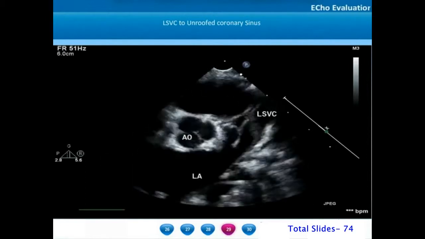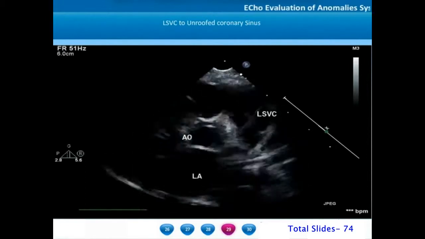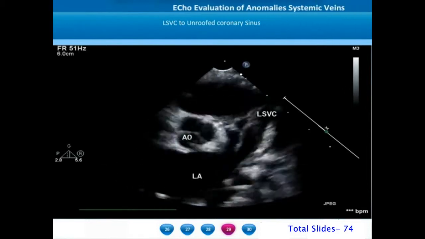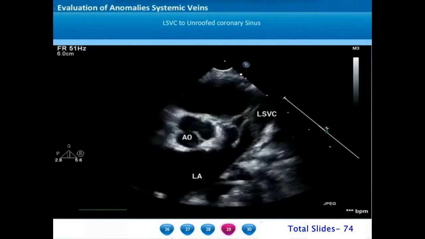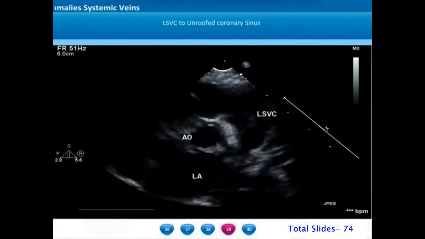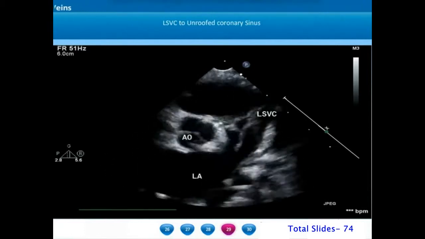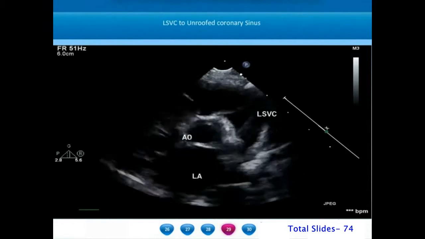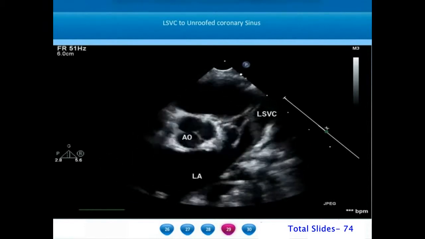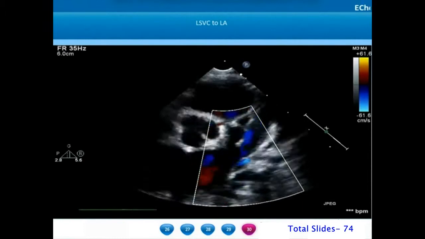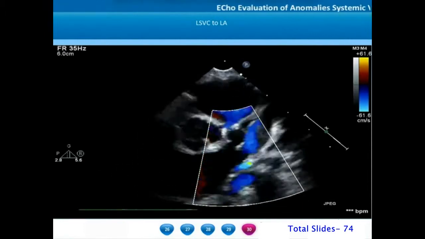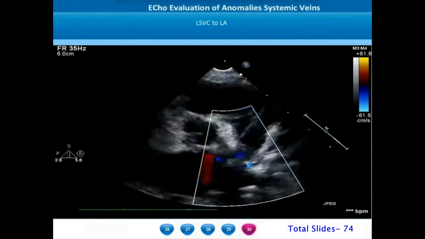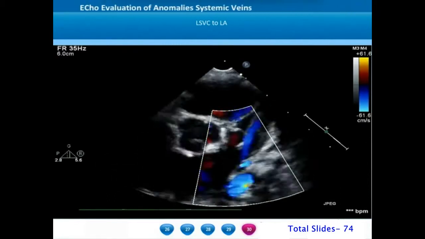Sometimes left superior vena cava can directly drain into the left atrium when there is a complete unroofing of the coronary sinus. Here we can appreciate the left superior vena cava draining in the roof of the left atrium, adjacent to the left atrial appendage. On color flow imaging, we can appreciate the flow of the blood from the left superior vena cava directly into the left atrial cavity.